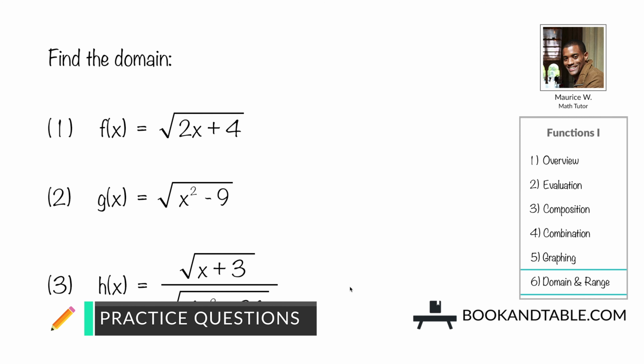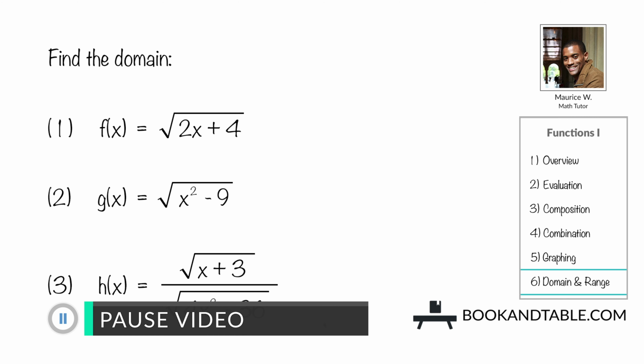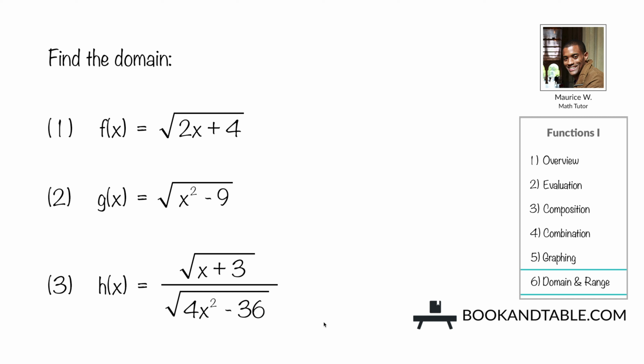Let's now have you complete a few practice questions. Question number 1, find the domain of f of x, which is equal to the square root of 2x plus 4. Question number 2, find the domain of g of x, which is equal to the square root of x squared minus 9. And question number 3, find the domain of h of x, which is equal to the square root of x plus 3 divided by the square root of 4x squared minus 36. Pause the video, answer these questions, and then press play when you are ready to begin.